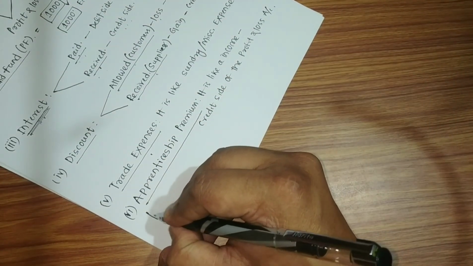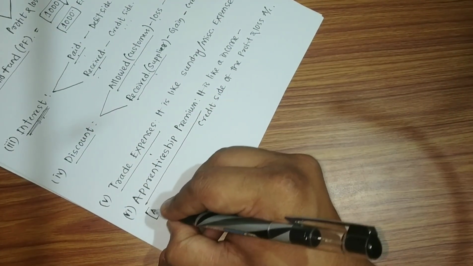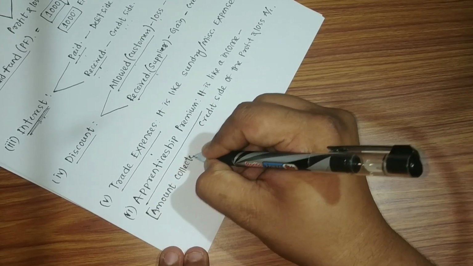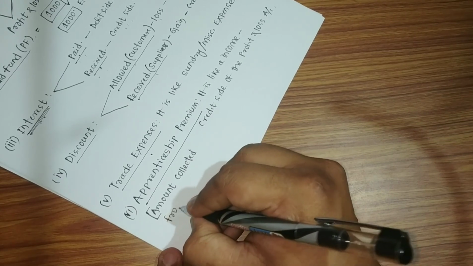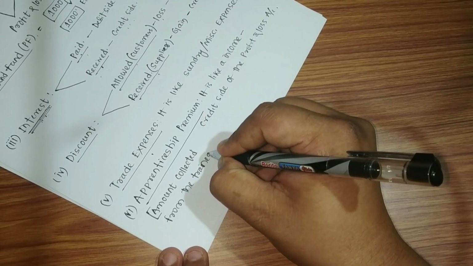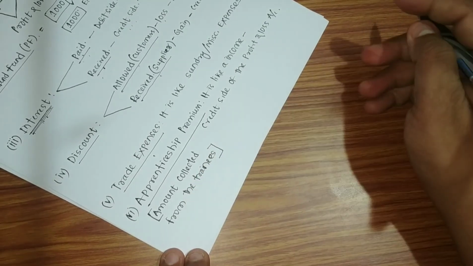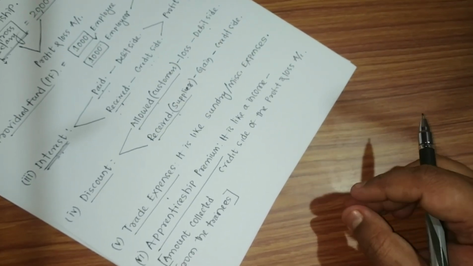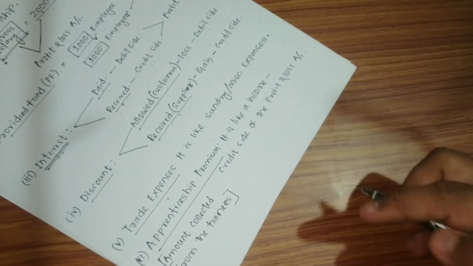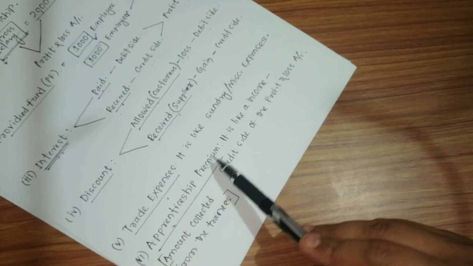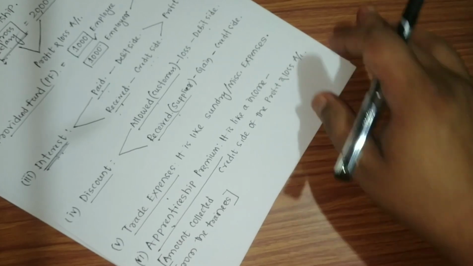If you want to write the meaning, you can write here: the amount collected from the trainees. That means the persons to whom training is provided by the business organization. They are the trainees, and training is provided by the business organization. For that purpose they pay some money, that is known as apprenticeship premium, and it is like an income, so recorded on the credit side of the profit and loss account.